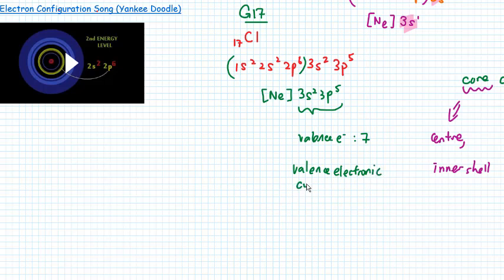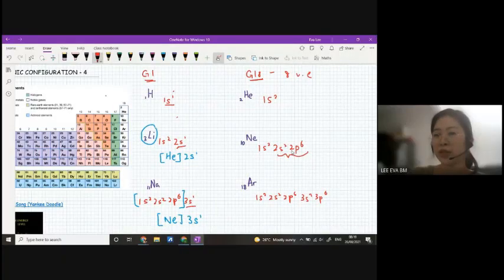When you look at the question, sometimes the question will ask you to write down the valence electronic configuration. It refers to this one, the electronic configuration that holds your valence electrons, including the 2s2 and 2p6 for neon. Besides helium, because helium has only 2 electrons maximum. So for argon, the valence electronic configuration will be your valence shell, the outer shell over here. So total 8 valence electrons.